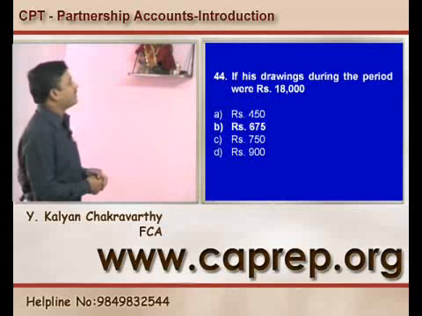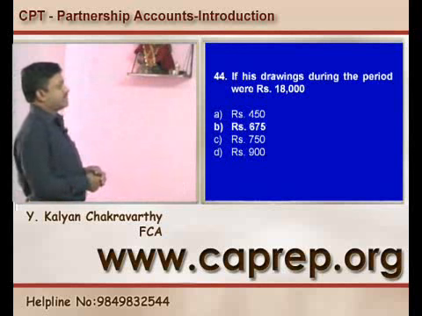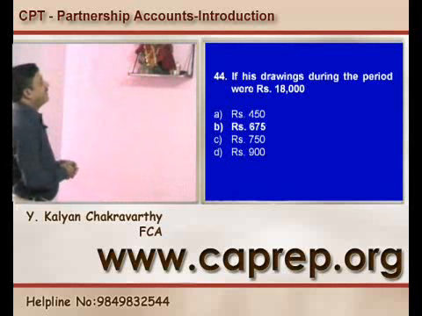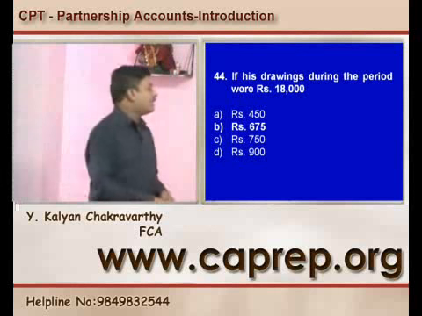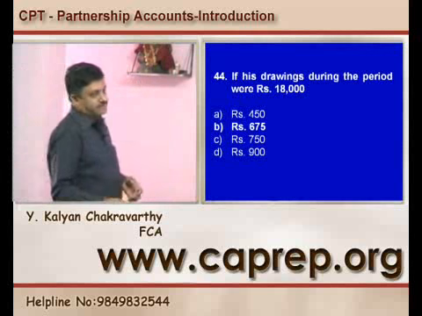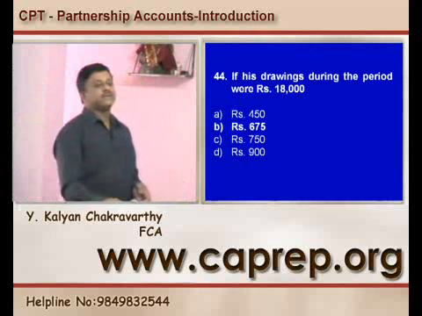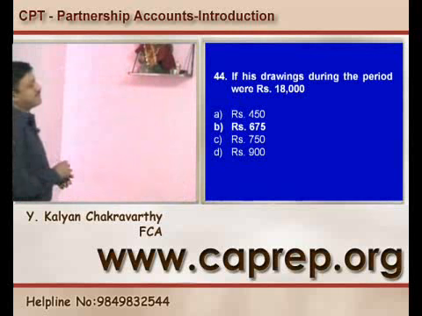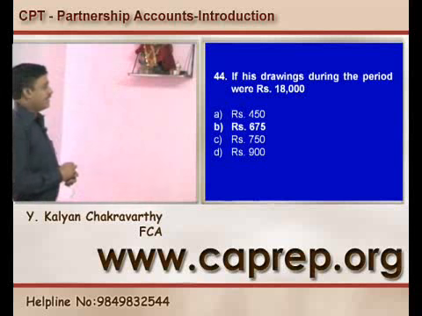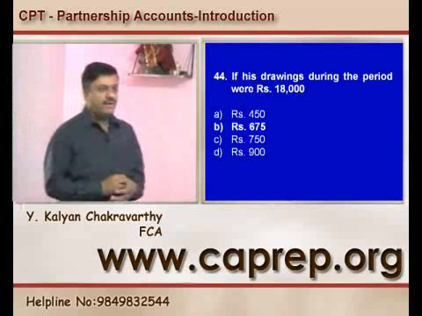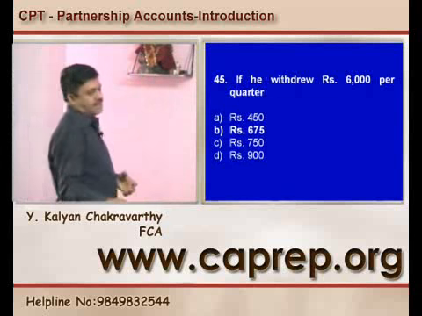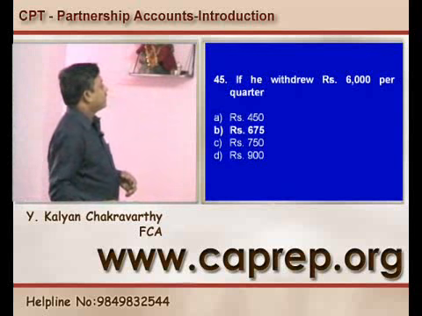If his drawings during the period were 18,000, nothing is stated regarding the exact date, so just calculate on 18,000. 18,000 into 10% into 6 by 12. That is 900. So D is the right answer for question number 44.